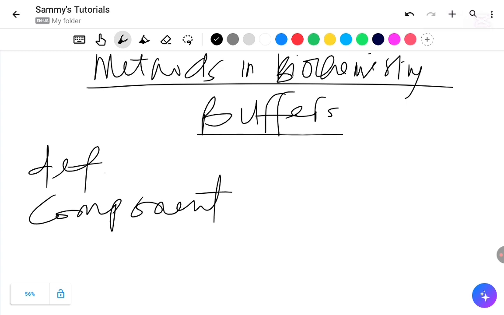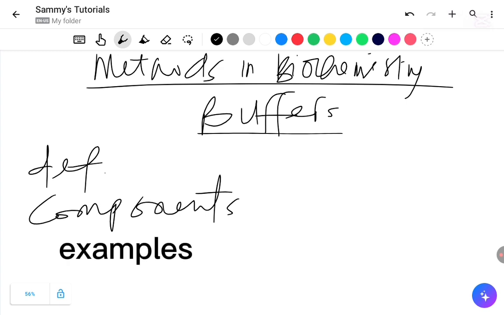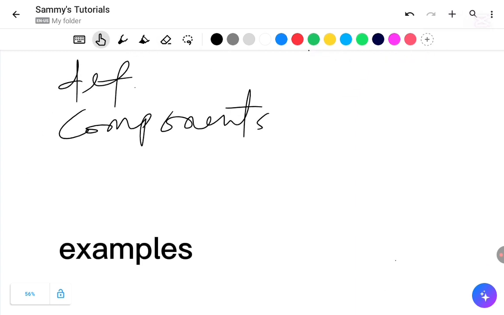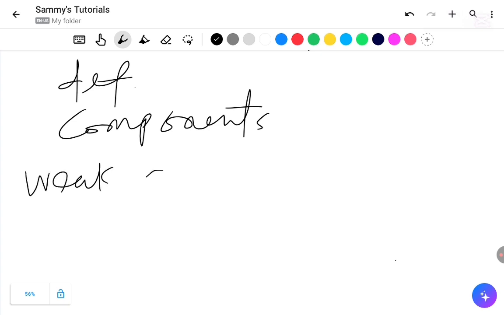Okay, now a buffer is made up of either, as I said earlier, a conjugate acid and weak base, or a weak acid and its conjugate base. So let's look at examples of buffer and its components. So first of all, let's look at a weak acid and its conjugate base.